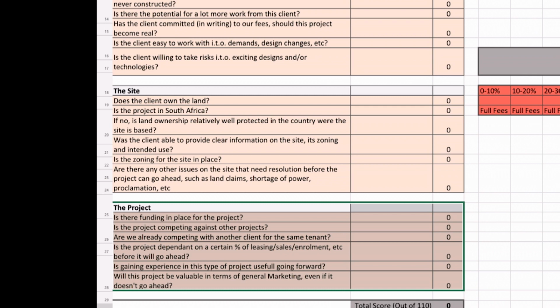And then the next category there is really the site. So really importantly, does the client even own the site? Is the project in South Africa? What kind of control would we have over the process? Has the client given us all the information, the zoning?